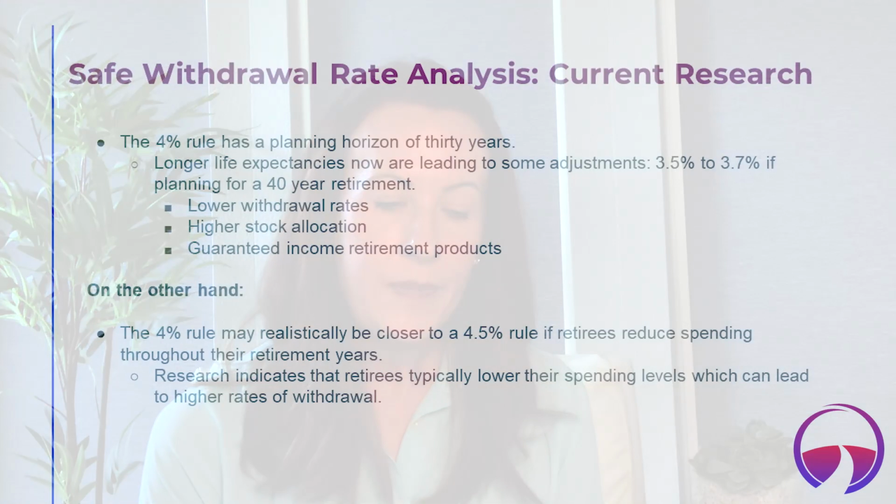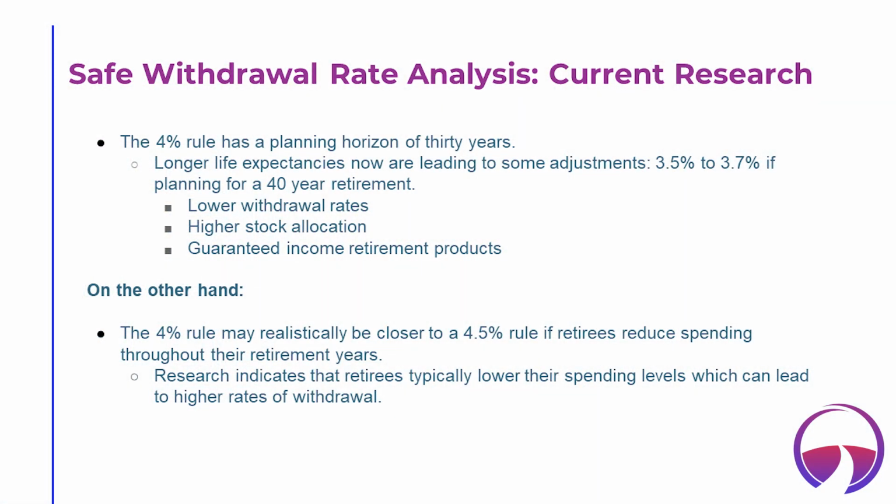So what does the current research actually tell us? The 4% rule has a planning horizon of 30 years. We know people are living longer and longer these days, and so many are saying that 30 years is no longer long enough. We now need to plan for at least a 40-year time horizon in retirement, which means 3.5% to 3.7% initial spending rates. On the other hand, other researchers indicate that if retirees truly do begin to spend less in retirement, they could possibly spend more and start at a 4.5% initial withdrawal rate.